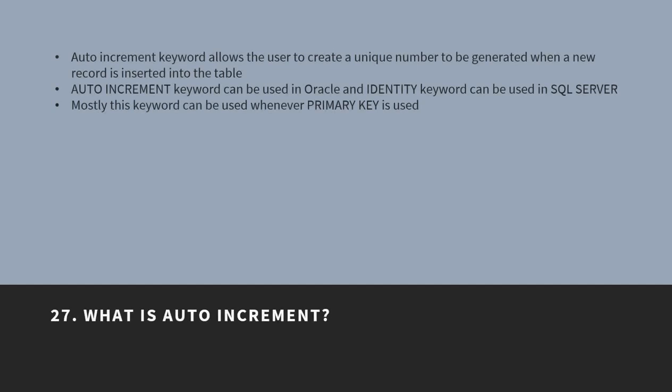What is auto increment? The auto increment keyword allows the user to create a unique number to be generated when a new record is inserted into the table. Auto increment keyword can be used in Oracle, and the identity keyword can be used in SQL Server. Mostly this keyword is used whenever a primary key is used.